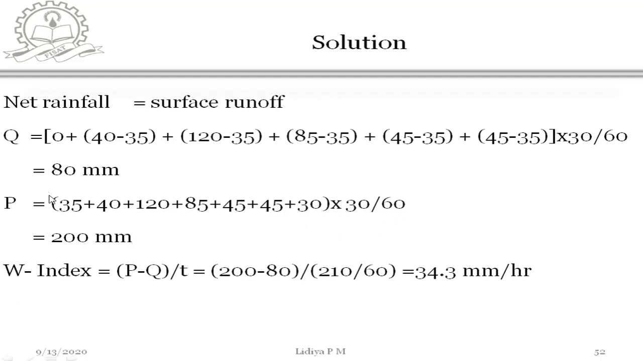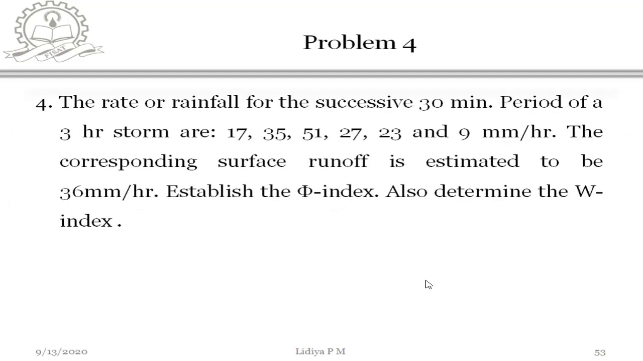W index. W index here, its equation is P minus Q minus S divided by T. Here the other losses are not given, that is evaporation and interception loss are not given. So you can take only P minus Q divided by T, where P is equal to 200 and Q is 80. And this is the total rainfall during the 210 minute time interval. So time interval it is 210 minutes, converting that into hours, you are getting 34.3 mm per hour as W index.